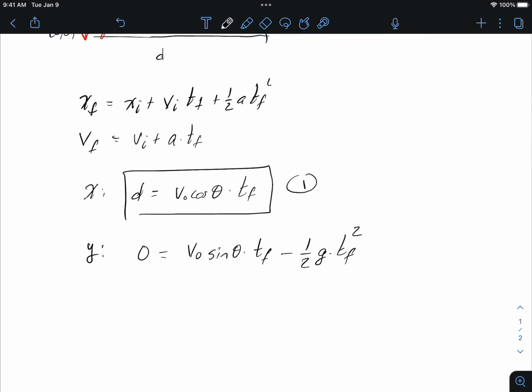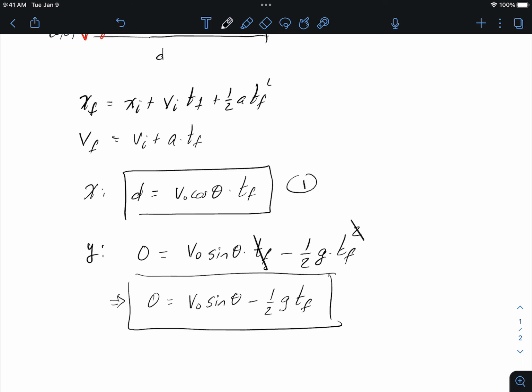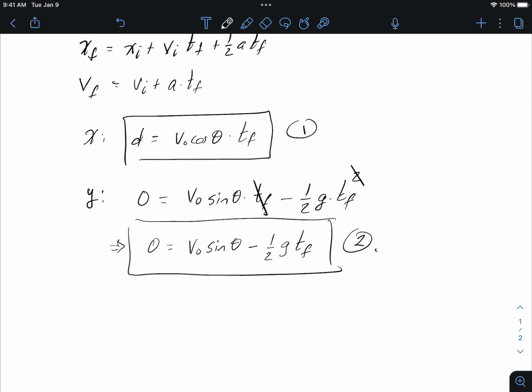And so notice in this equation over here, I can divide by tf on both sides, and that means that this will cancel a factor of tf on the right. And I am going to end up with 0 is equal to v naught sine theta minus 1/2 g tf. And this is the second relation. I could also go ahead and plug into the equation for the velocity along the y-axis, but since I didn't get asked about the velocity along the y-axis, I'm not going to bother to write that equation.